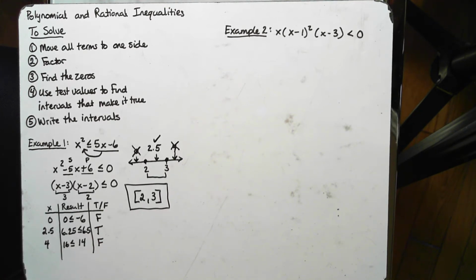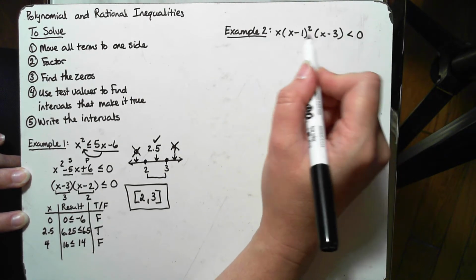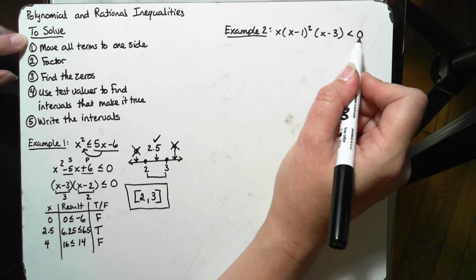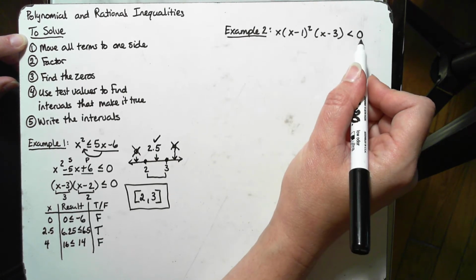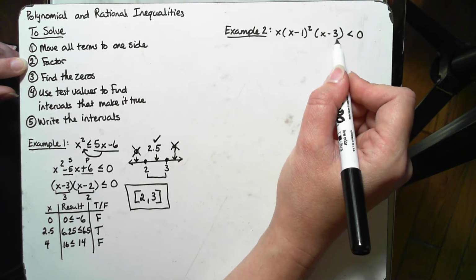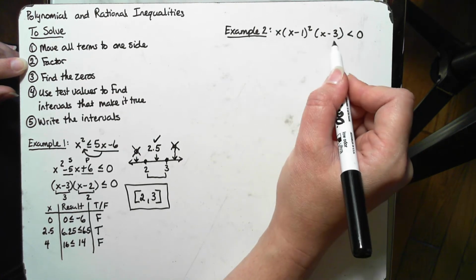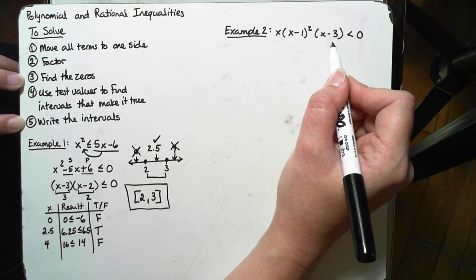Okay, let's do another example. In example 2, we are given this. Now notice, step 1 is already done. All the terms are on one side and there's a 0 on the other side. The factoring is also already done. This is in factored form, so there's nothing to do for step 2. So I just have to go through the last 3 steps.